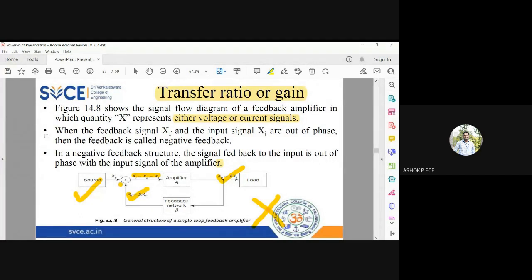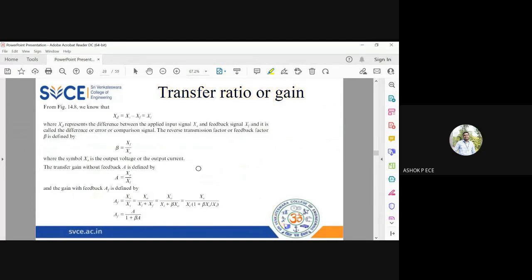And remember, in negative feedback, the feedback signal and input signal are always out of phase. That's why we are going to subtract. See here, Xi equal to XS minus XF. This is the negative feedback effective input signal to the amplifier, and beta is equal to XF by X naught. It is the feedback factor.